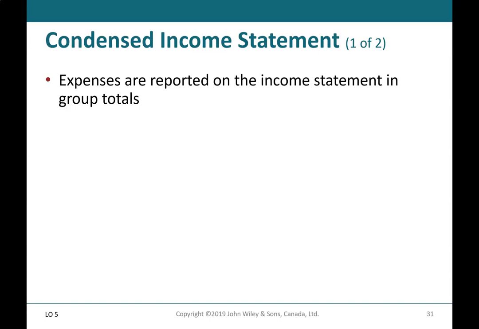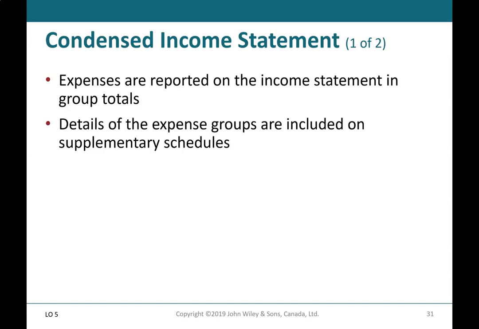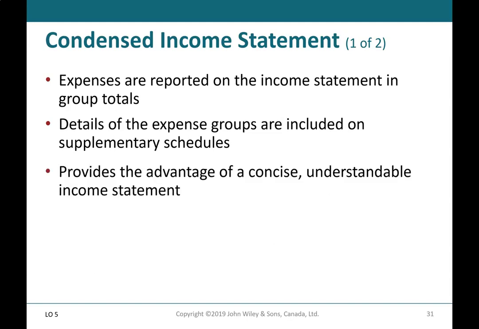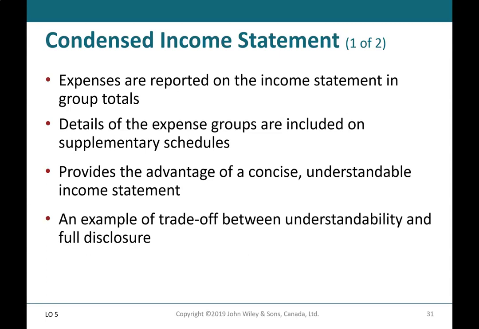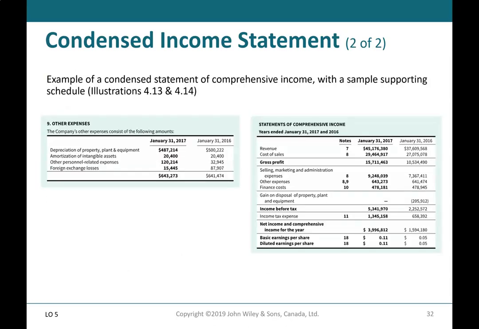Condensed income statement, 1 of 2. Expenses are reported on the income statement in group totals. Details of the expense groups are included in or on supplementary schedules. Provides the advantage of a concise, understandable income statement. An example of trade-off between understandability and full disclosure. Reduces information overload. Condensed income statement 2 of 2. Example of a condensed statement of comprehensive income with a sample supporting schedule. Illustrations 4.13 and 4.14.